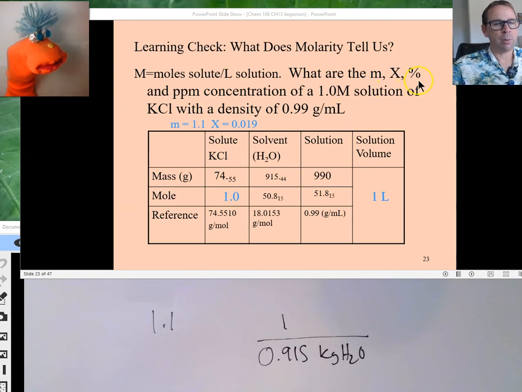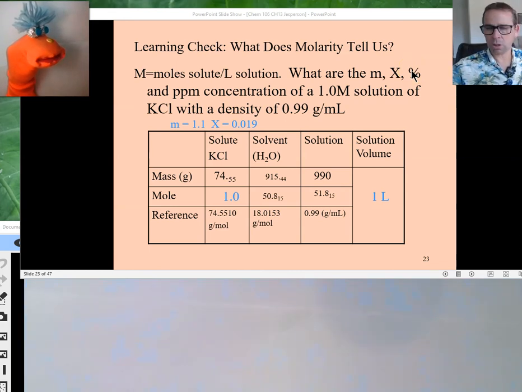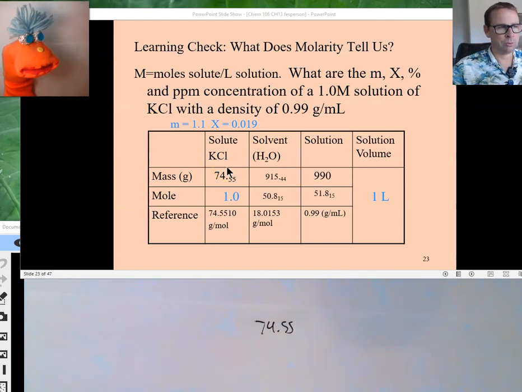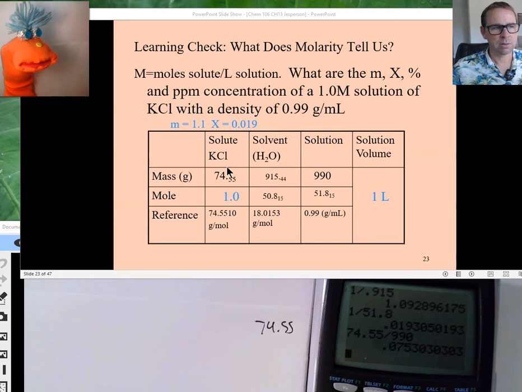All right, now how about my mass percent? Mass percent, what was that again? Mass percent is grams of solute over grams of solution. Okay, grams of solute. Is that the 74.55? That's right, 74.55. And the grams of solution? That's right, which is 990, is that right? Okay. So 74.55 divided by 990, 0.075, does that make sense?